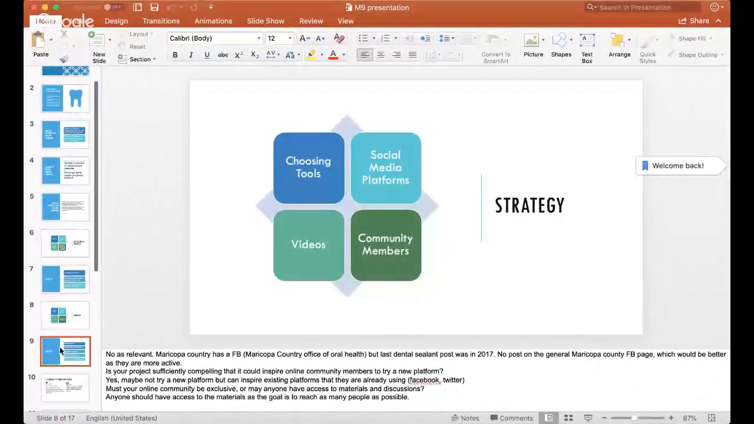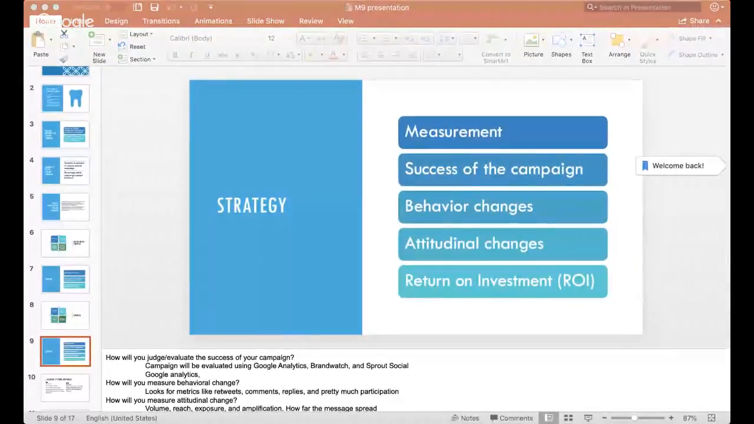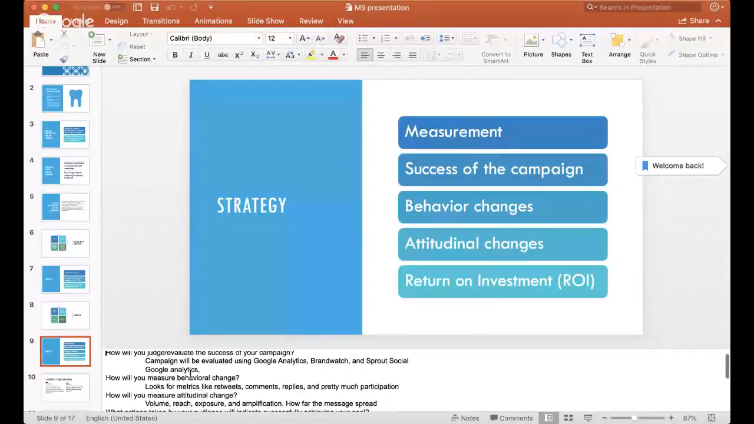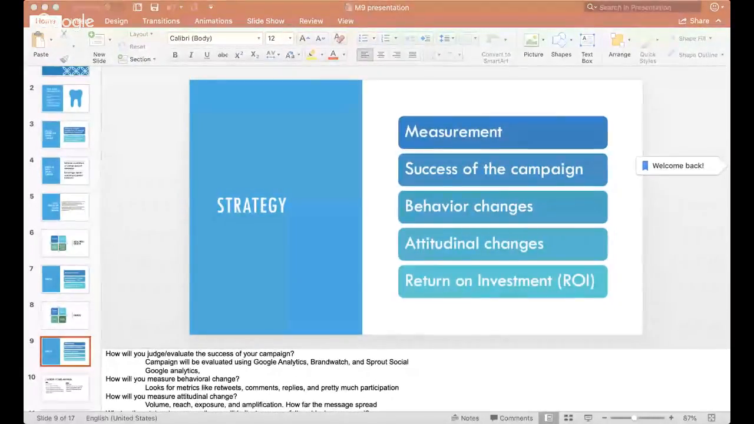The next strategy was measurement. So when it comes to measurement, we talked about what the strategy is, which is dental sealants, why it's important, and that was due to the different demographics and a lot of populations not having dental sealants, and reducing the amount of cavities and decay in school age children. We've also talked about different platforms to use, like social media. But how do we measure if it's successful? How do we measure if we can adjust it or change it based off of analytics that we're receiving?